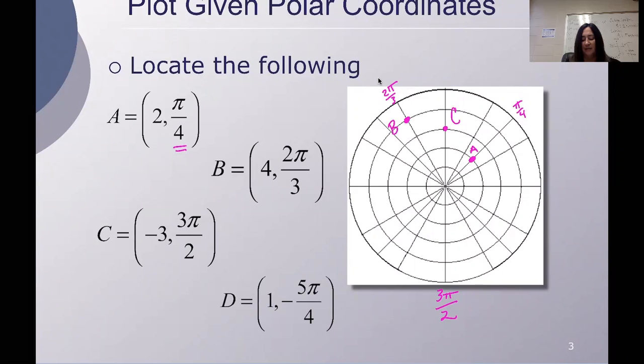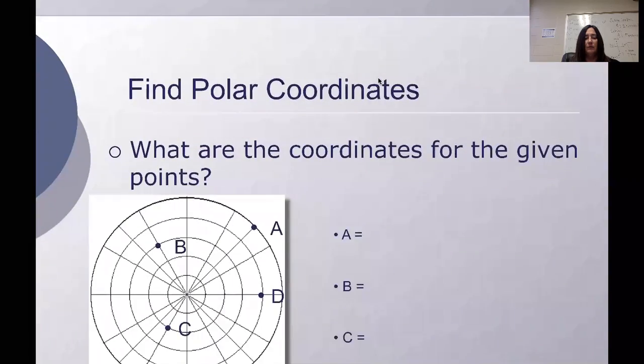The last one, negative 5 pi over 4. Remember, a negative angle goes backwards. So negative 5 pi over 4 would be located up here, and we are 1 up. So that would be our point D. So you should be able to plot them and realize that the first number listed is your r, or your distance from the origin, and the next one is your theta, which is your angle from the positive x-axis.